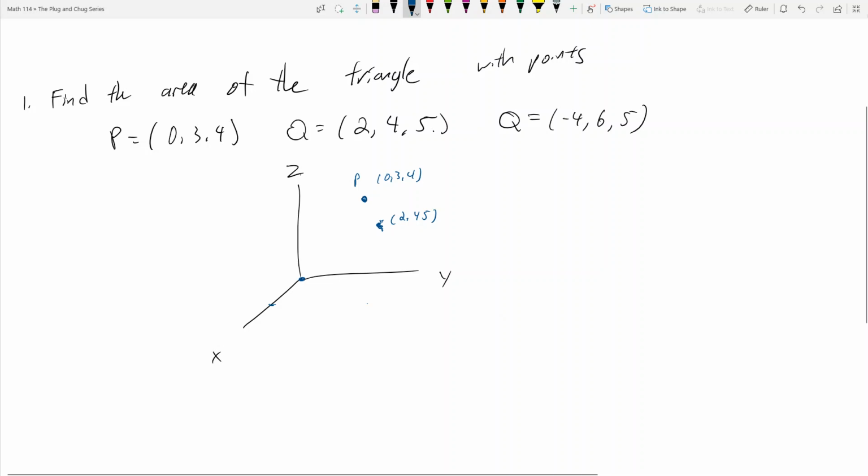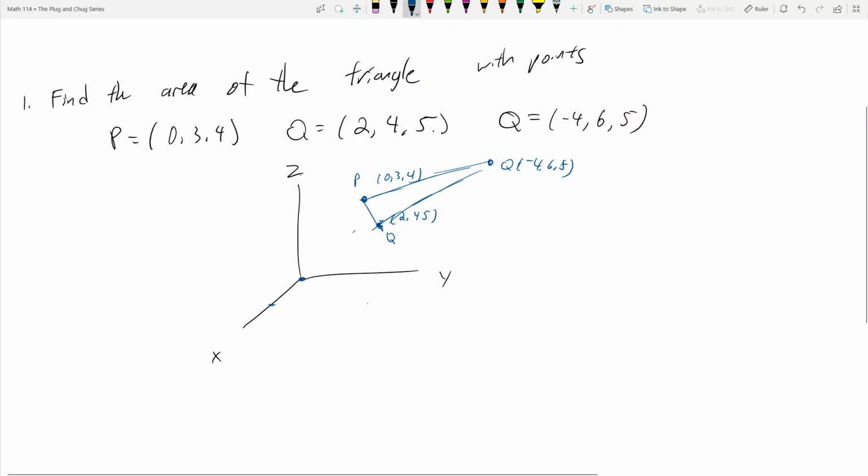So this is point P, and this is point Q. Point R is going to be (-4, 6, 5). So that's 4 back, so it'll be like back here, 6 over, and 5 up. Alright, so this is going to be R, (-4, 6, 5). And there's going to be a triangle here that's going to look something like this. I want to find the area of this triangle.